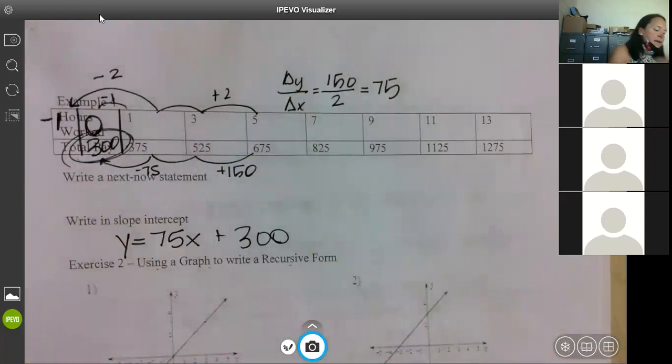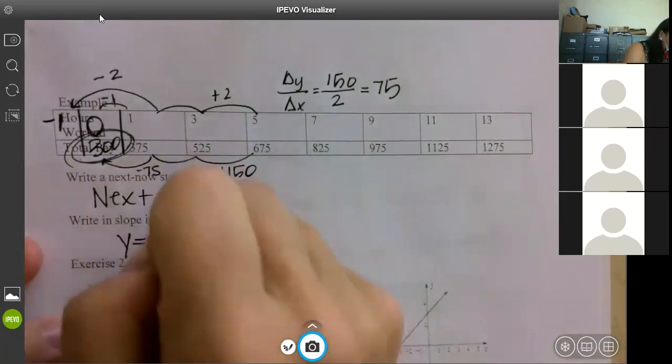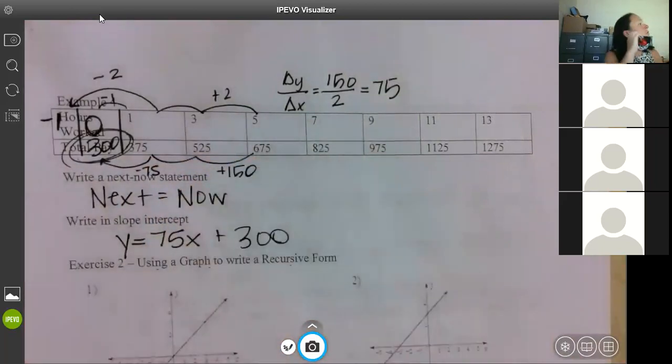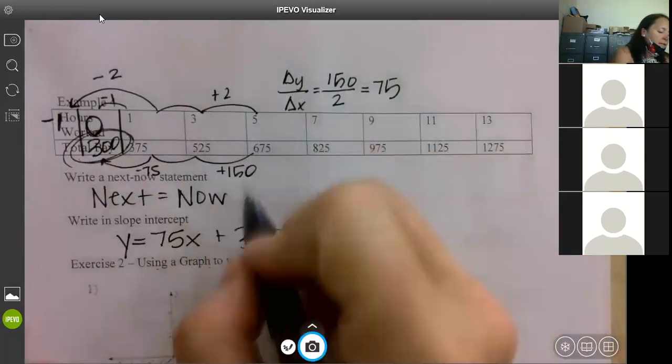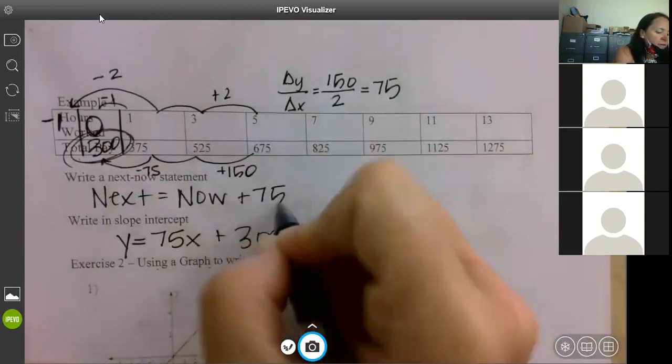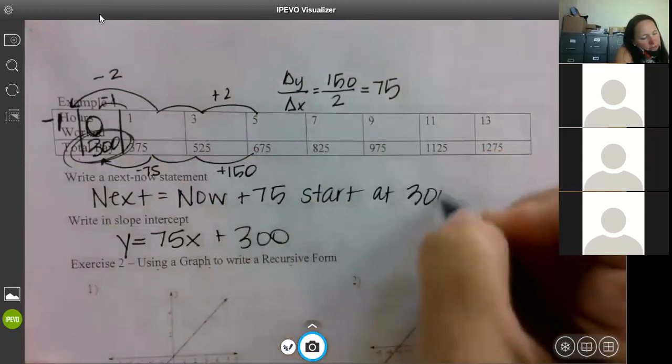Write a next now statement. So we start next equals now. Do not forget that. If you forget it, you're going to get it wrong on your quiz, okay? Make sure you get that. Are we increasing or decreasing by 75? Increasing. Plus 75. And then where did we start? 300. Perfect.